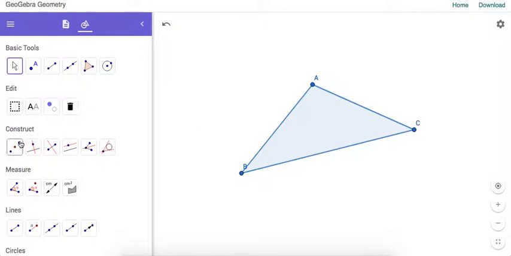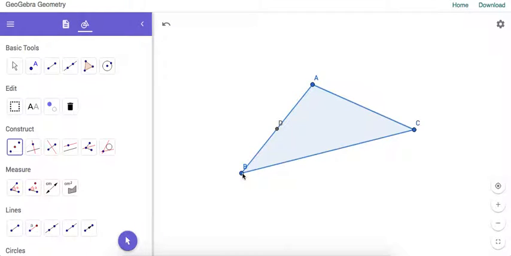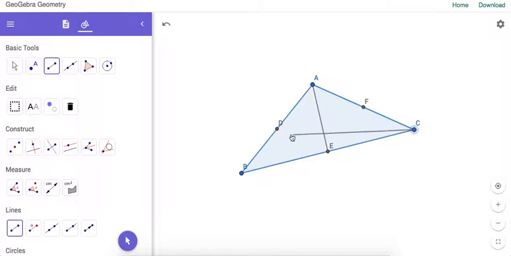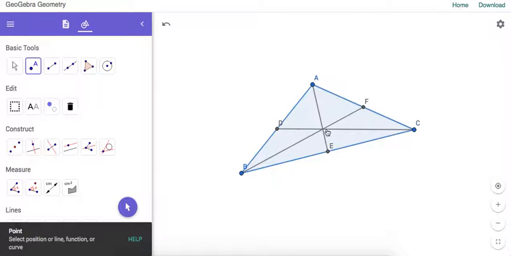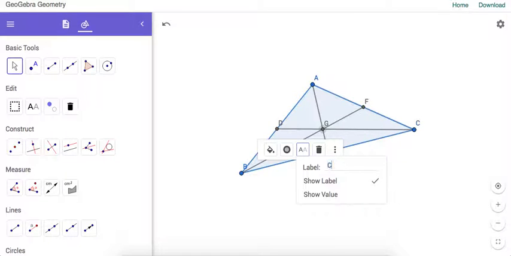So what I'm going to do first, I'm going to construct the medians. So I need to find the midpoints of these sides. And I'll use those midpoints to draw on our medians, so from vertex to midpoint of the opposite side. And the spot in which they cross, that is our centroid. So I will label that the centroid.